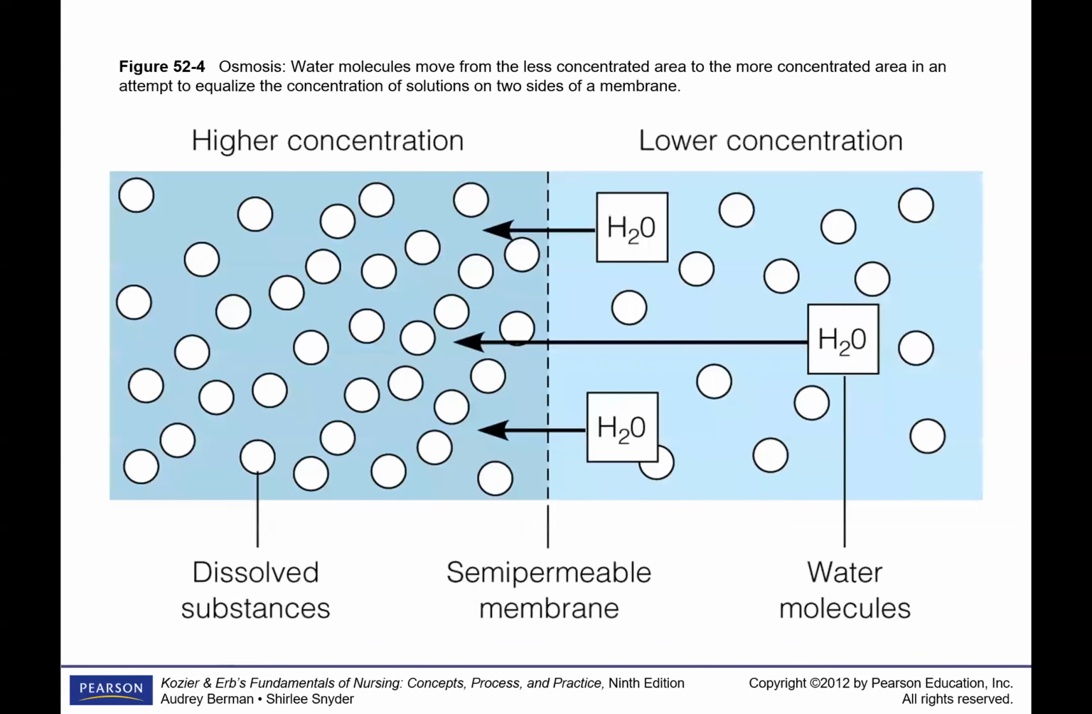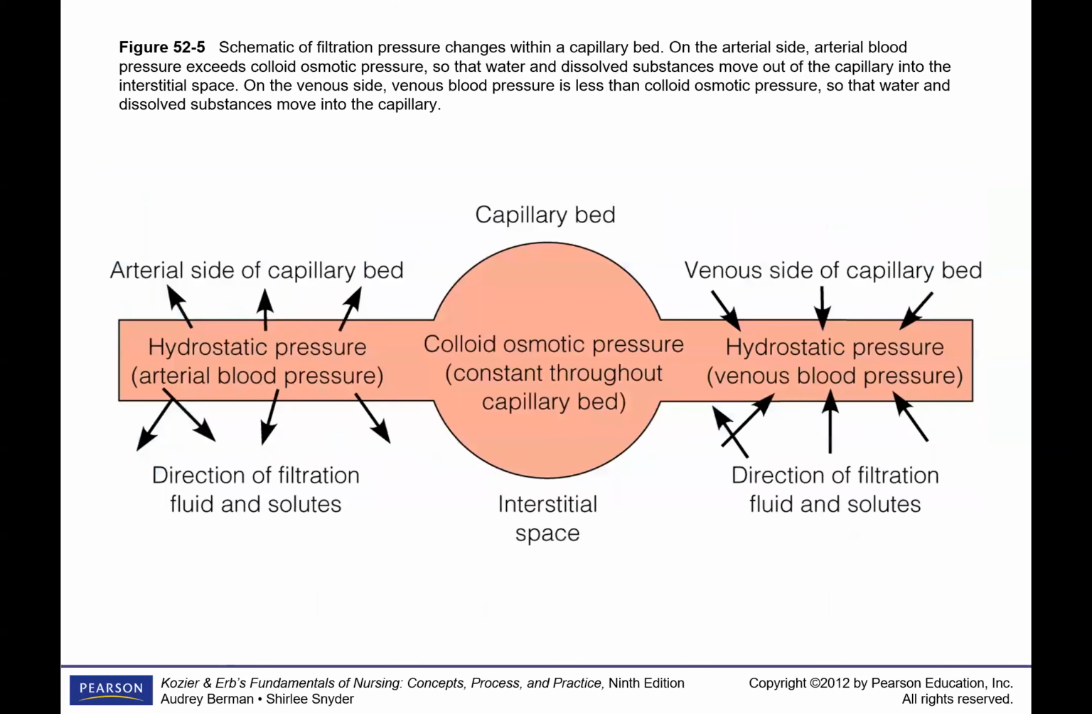When we look at osmosis, osmosis is water moving from areas of lesser concentration to areas of more concentration to try to decrease or equalize the concentration on both sides of the membrane. You see that there's more water on the right side, and so water is moving to the left side, where it's more concentrated, to try to decrease that concentration. So remember, osmosis has to do with water.